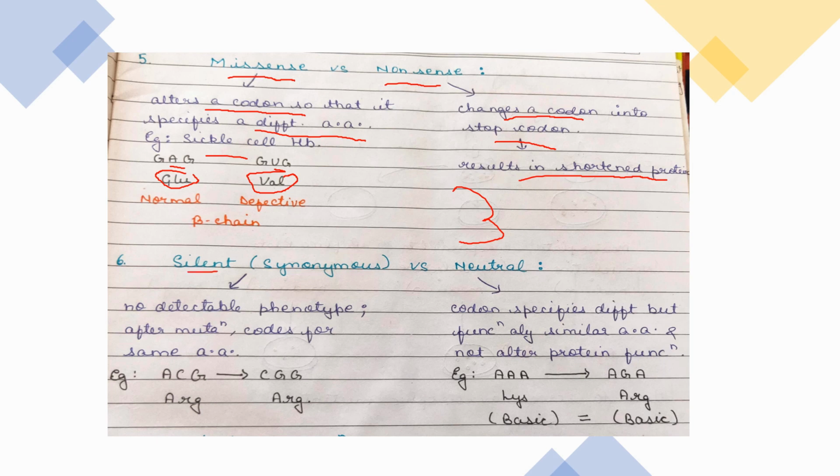Now next we come to silent versus neutral mutation. In silent mutation, no detectable phenotype is observed after the mutation. That is, after the mutation, same amino acid is formed. In neutral mutation, after the mutation, different amino acid is formed, but they have same function. That means, as we can see in the example, that here AAA codes for lysine, and here we have AGA, which codes for arginine. But both of these amino acids are basic in nature, so it results in no difference in the protein function.